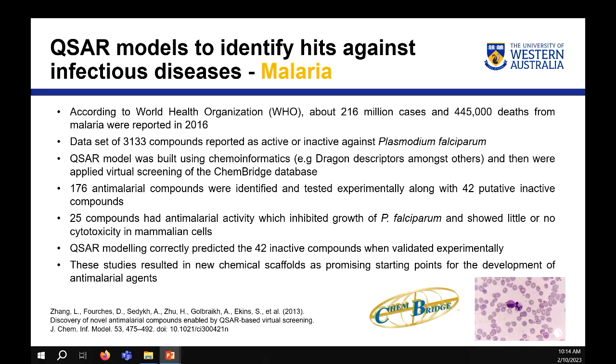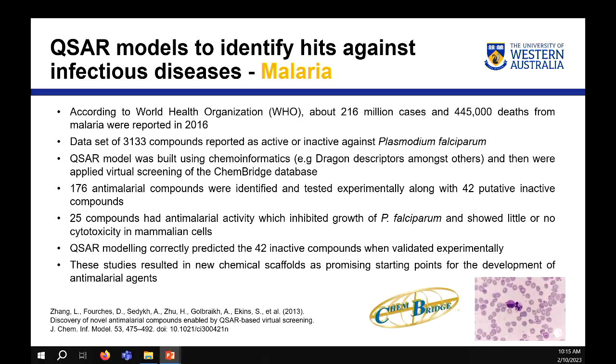From that, they identified 176 antimalarial compounds, which they went ahead and screened, along with 42 that were potentially inactive. So that 42 was like a control set. And then out of this, they found 25 compounds that had antimalarial activity, which inhibited the growth of Plasmodium falciparum and showed very little or no cytotoxicity in mammalian cells. So that was obviously a bonus. And the modeling correctly predicted the 42 inactive compounds, which were also validated experimentally.